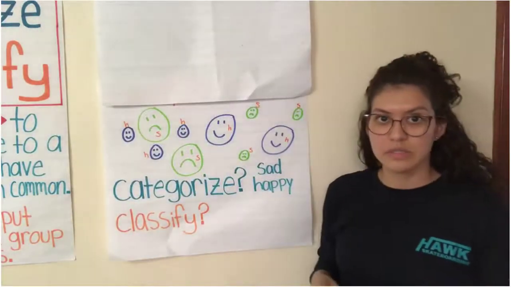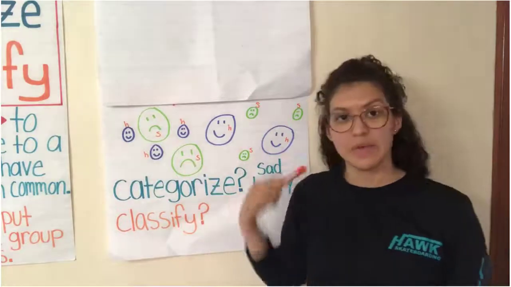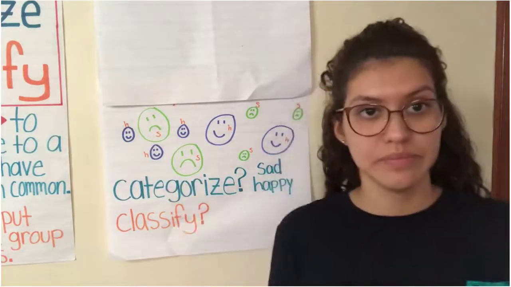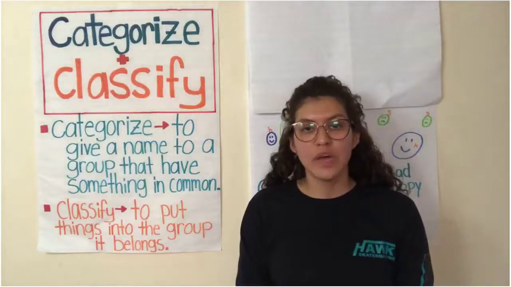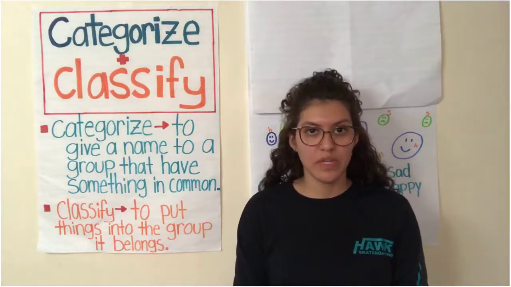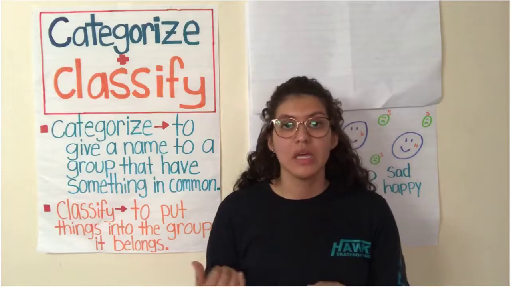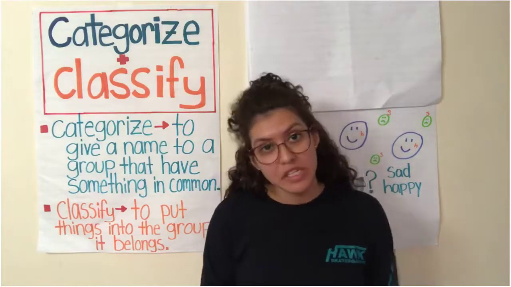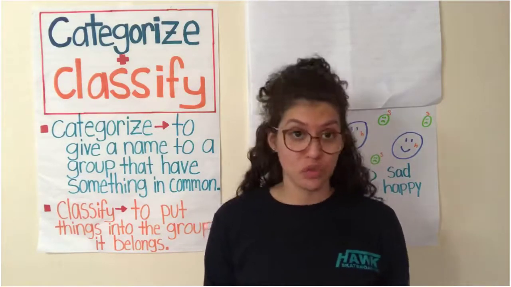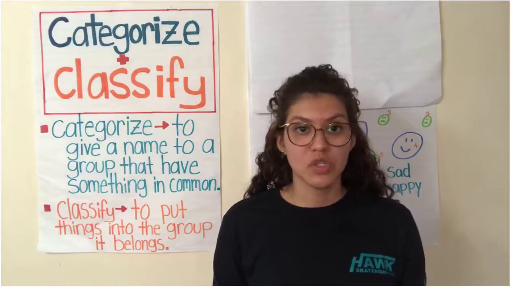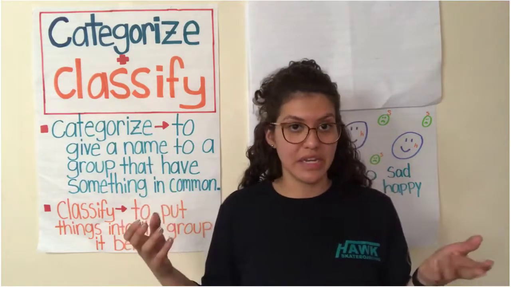So now we picked our categories, we said what the groups were, and now we also classified them because now we said which ones belong to which group. All right, so now when thinking about reading, we need to think about why categorizing and classifying is important for reading. Categorizing and classifying is really important for reading because that's what authors use sometimes in stories so that there's the good characters and the bad characters.